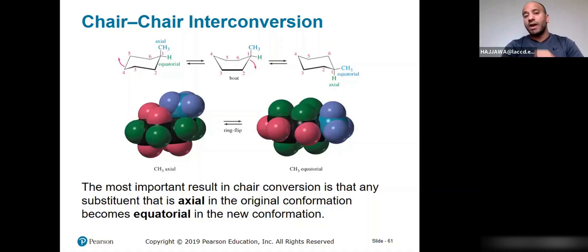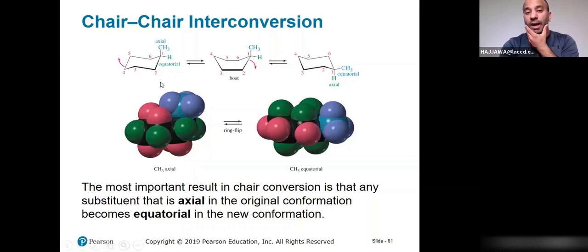Meaning, if I have an axial up in one, which is the methyl that's axially positioned now, you're going to have a ring flip where the methyl now is an equatorial up. So that's the right way of doing the interconversion of one chair conformation going to the other.